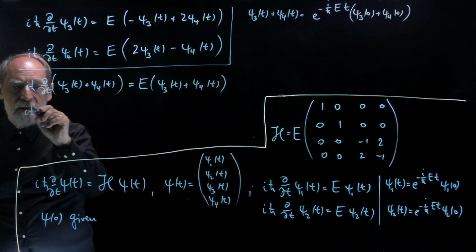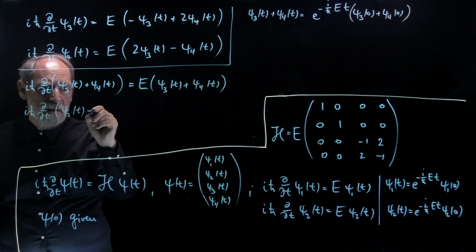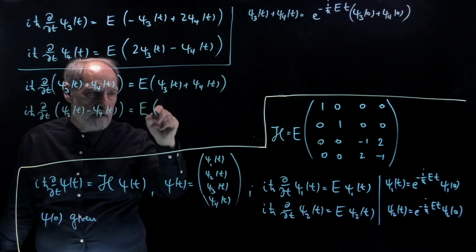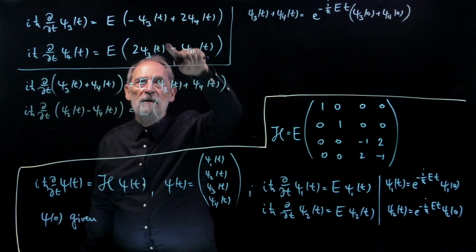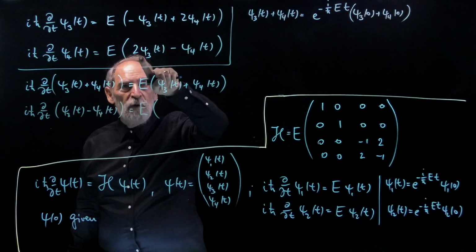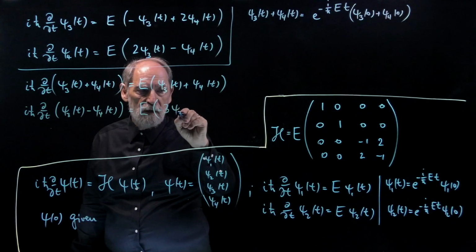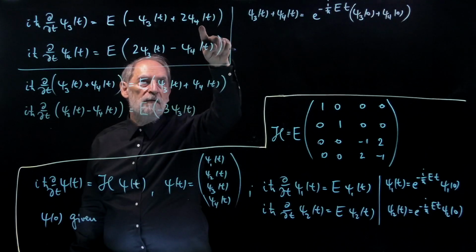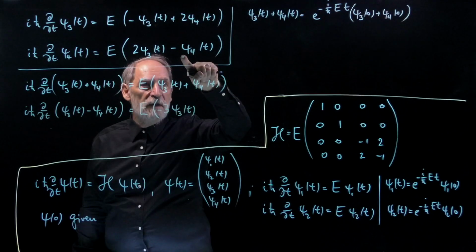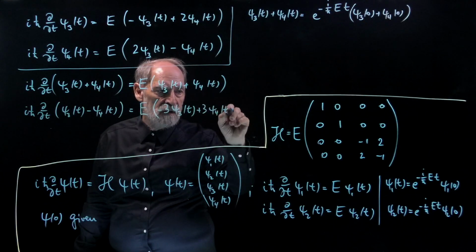So next, we look at the difference of psi 3 of t and psi 4 of t. So here we have energy, and now we take the difference. So it's negative psi 3 of t, and we subtract 2 psi 3 of t, so that gives us negative 3 psi 3 of t. And here we have 2 psi 4 of t, we subtract negative psi 4 of t, that gives us plus 3 psi 4 of t.